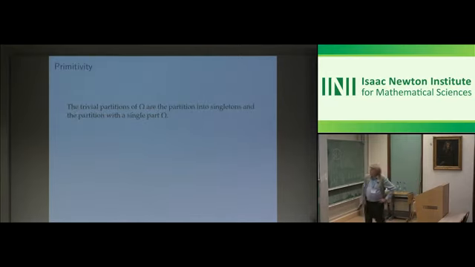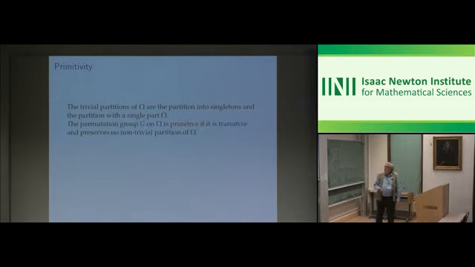Right, primitivity. So now we look at partitions of omega. What are the trivial partitions? There are two of them if omega is bigger than 1. There's the partition with a single part, and there's a partition into parts of size 1. Those are the only S_n invariant partitions. So we say a group is primitive if it preserves no non-trivial partition of omega.